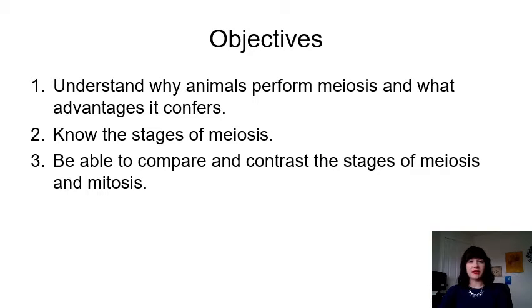So we have three objectives for today. The first is to understand why animals perform meiosis and what advantage it confers to that species. Second, to know the stages of meiosis. So you should be able to describe what happens in each stage, know the order of these stages. Third, you should be able to compare and contrast meiosis with mitosis. And I think that comparing and contrasting these two types of cell division are the best way to really test whether or not you know what is happening in meiosis.